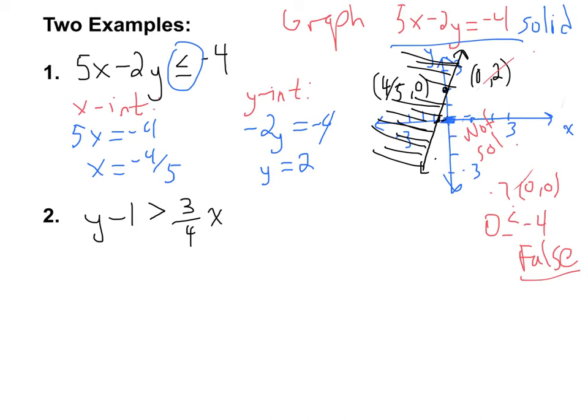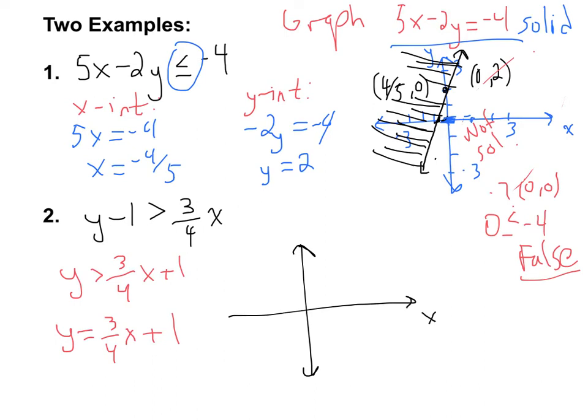Looking at example 2, I notice it's not in either form, so I'm just going to get it into slope-intercept form by adding 1 to both sides. That'll be 3/4 x plus 1. It's a strictly greater than symbol, so looking at the associated equation first, I am not going to make a solid line, but a dashed line. So remember, step 1, look at the associated equation. Graph a solid or dashed line.